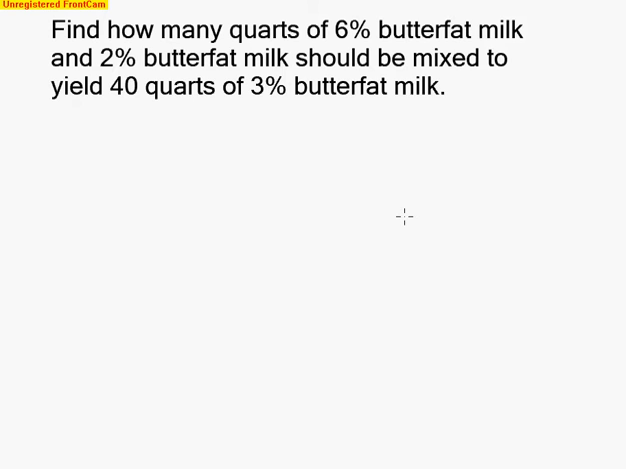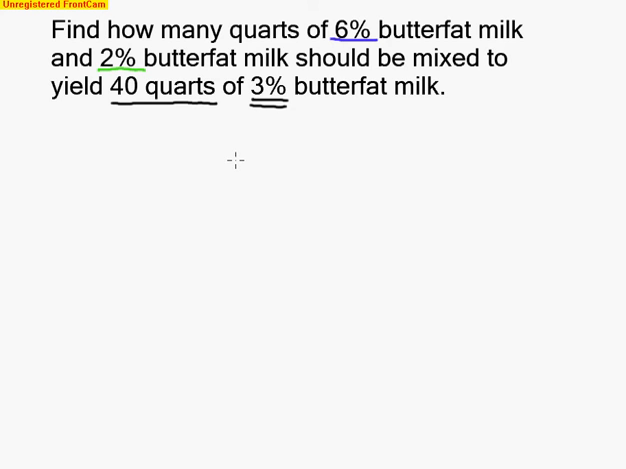Now, I don't have any idea what butterfat milk is, but I do understand percentages and systems of equations. So when I set this up, I'm going to first make sure I understand they are looking for me to find how many quarts of 6% butterfat milk, and also how many quarts of 2% butterfat milk. We are going to add these two together, should be mixed to yield 40 quarts, so the end result is 40 quarts of 3% butterfat milk.